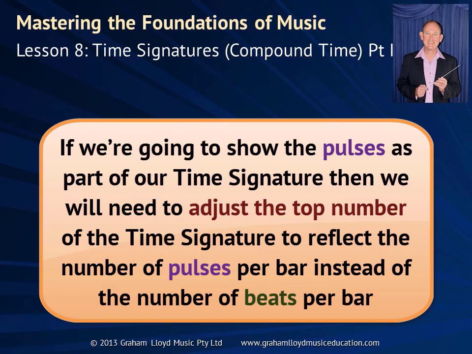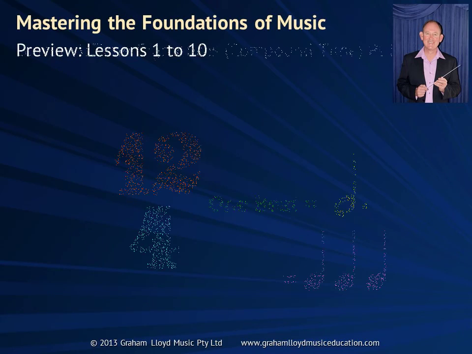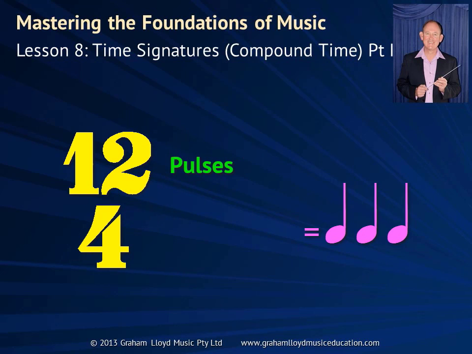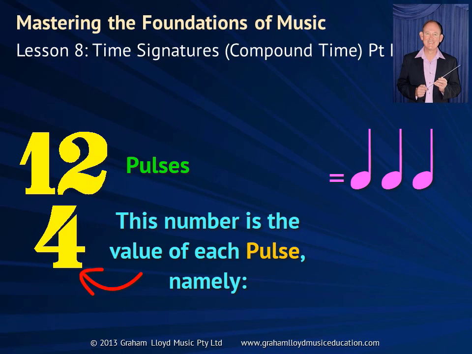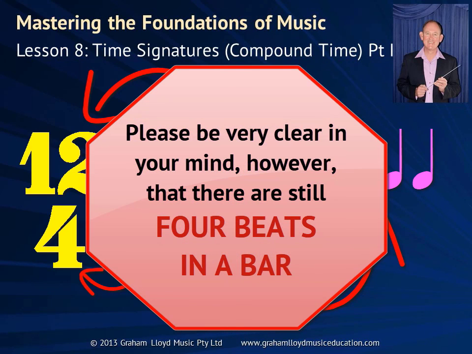However, if we're going to show the pulses as part of our time signature, then we will need to adjust the top number of the time signature to reflect the number of pulses per bar instead of the number of beats per bar. So, instead of the unwieldy time 12, as there are 4 beats with 3 pulses each, which totals 12 pulses. Please be very clear in your mind, however, that there are still 4 beats in a bar.